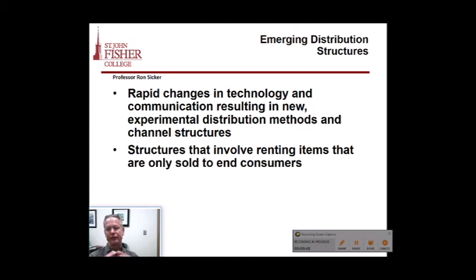There are a lot of different emerging distribution structures out there. Because of rapid changes in technology, more and more people are doing m-commerce and e-commerce and different channels that way. Structures involve renting items that are only sold to end customers. For instance, rent-to-own stores and other things are also an emerging type of distribution structure. The other thing that's emerging and becoming even more popular than buying is leasing, especially for automobiles. That pretty much takes care of chapter 13 on supply chain.